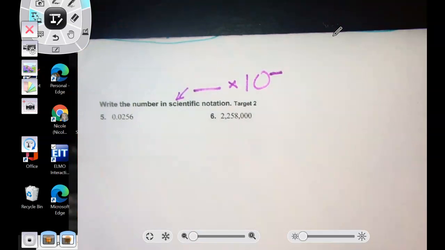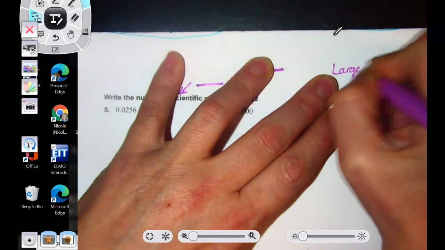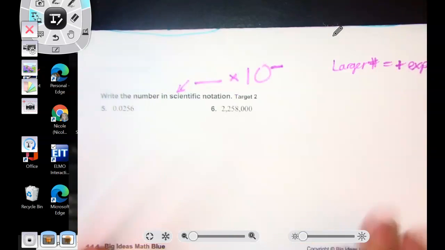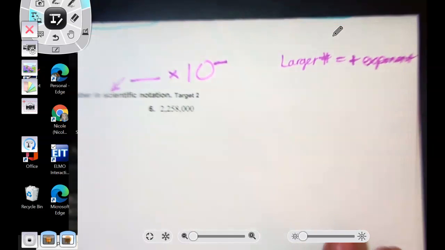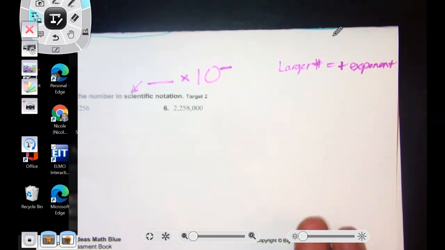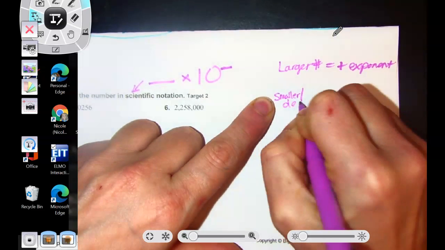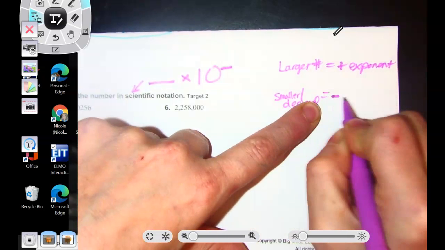The power is going to be how many times we move, and then we just have to decide, is the power or exponent positive or negative? And we already know, I'm going to rewrite it, that a larger number equals a positive exponent. I'm just rewriting it. You know me, I write things a bunch of times so that it's all over my paper and my notes, and I encourage you guys to do the same thing. If it's a smaller or a decimal number, meaning it's smaller than 1, that means we get a negative exponent.